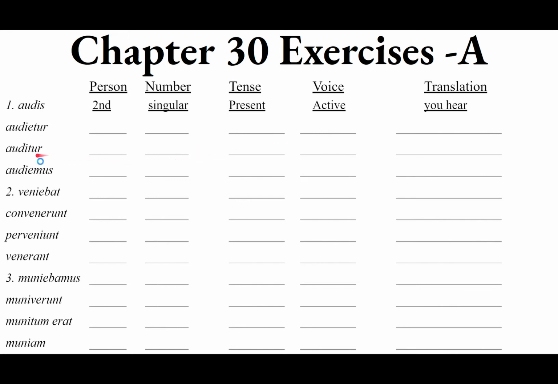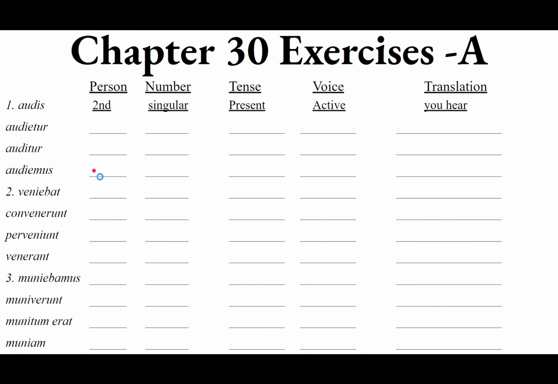Auditur. It's got the present stem audi plus the ending tur. So it's just the present tense. We have the third person singular, present, passive, auditur. Notice the difference between auditur and the future audietur. He, she, it will be heard. He, she, it is heard. Third person singular, he, she, it, present, passive, is heard, is being heard.